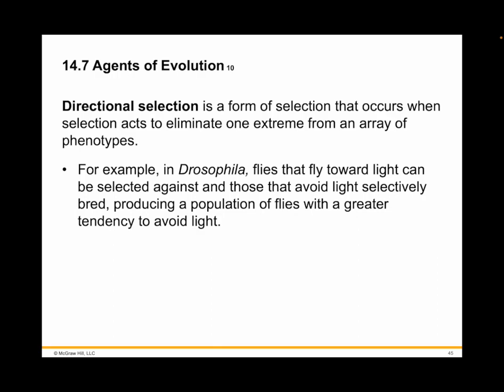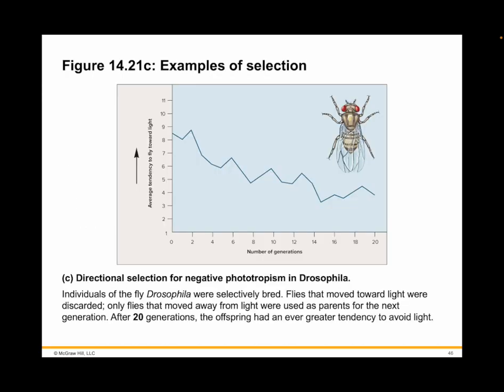When selection acts to eliminate one extreme from an array of phenotypes, the alleles determining this extreme become less frequent in the population. This form of selection is called directional selection. An experiment set up to test directional selection is shown in figure 14.21c. In the Drosophila population, flies that flew toward the light, a behavior called phototropism, were eliminated from the population. The remaining flies were mated and the experiment repeated. After 20 generations of selected mating, flies exhibiting phototropism were far less frequent in the population.